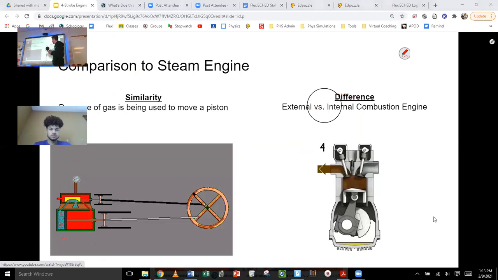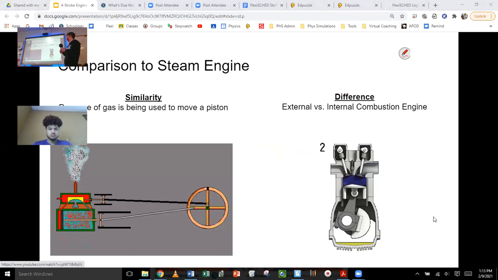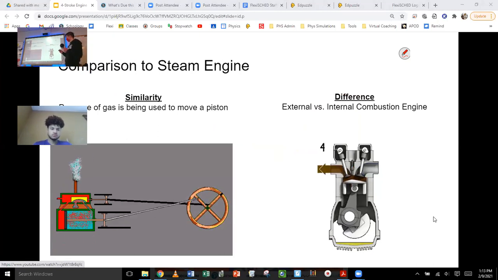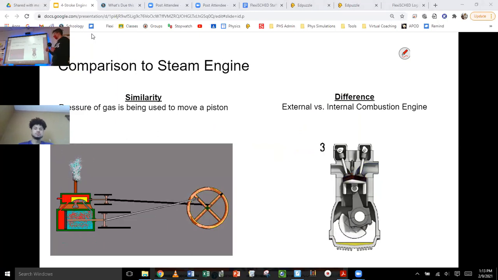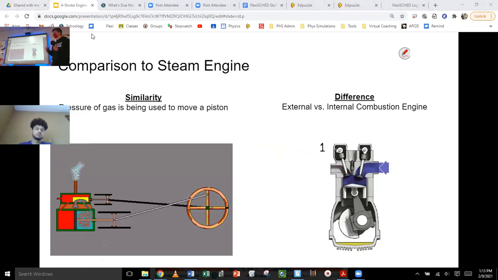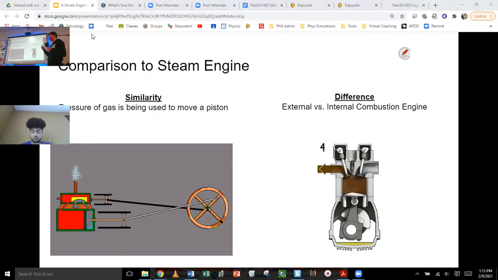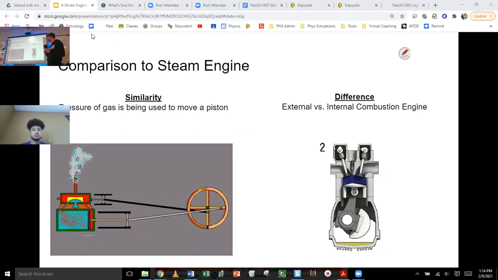So there's a couple differences and similarities between a 4-stroke and a steam engine. One of the similarities is they both use pressure from a gas to move a piston back and forth. And in a steam engine, the difference is, first off, it's an external versus internal combustion engine. So on a steam engine, the combustion is happening outside of the actual engine itself. Whereas in the four-stroke, the combustion happens in the cylinder where the gas is. And then also in a steam engine, every time the piston moves back and forth, it's providing power to the wheel. Whereas in a four-stroke, the only time it gets power is every 4 strokes when the ignition happens.